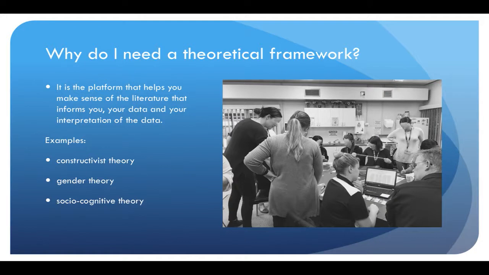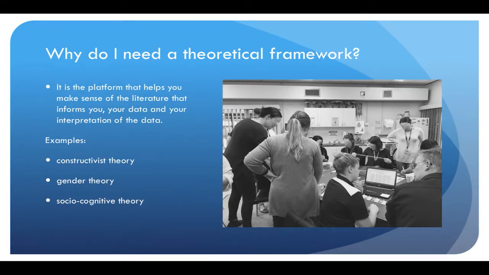So we're going to look at this photo, if you like, and try to relate it to 3 different theoretical platforms, if you like. Because the idea of a theoretical framework is that it's the lens that you view data from, or it's the platform that helps you make sense of the literature that informs you, the data, and also your interpretation of that data.